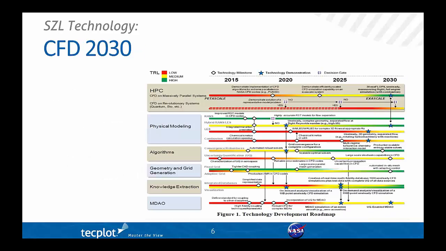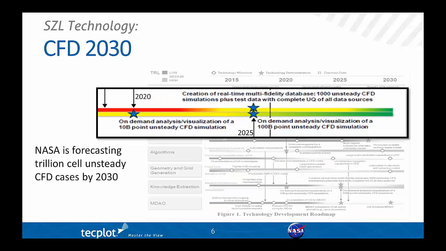There's the NASA CFD Vision 2030 document. This is a chart from it, their technology development roadmap going into the future. So if you focus on the knowledge extraction line, second from the bottom, I'll do that here, you can see that they're talking about data sets growing essentially with Moore's law, being 10 billion point unsteady CFD simulations by 2020, 100 billion by 2025, and by extrapolation you could expect 1 trillion by 2030. These are probably the largest cases.